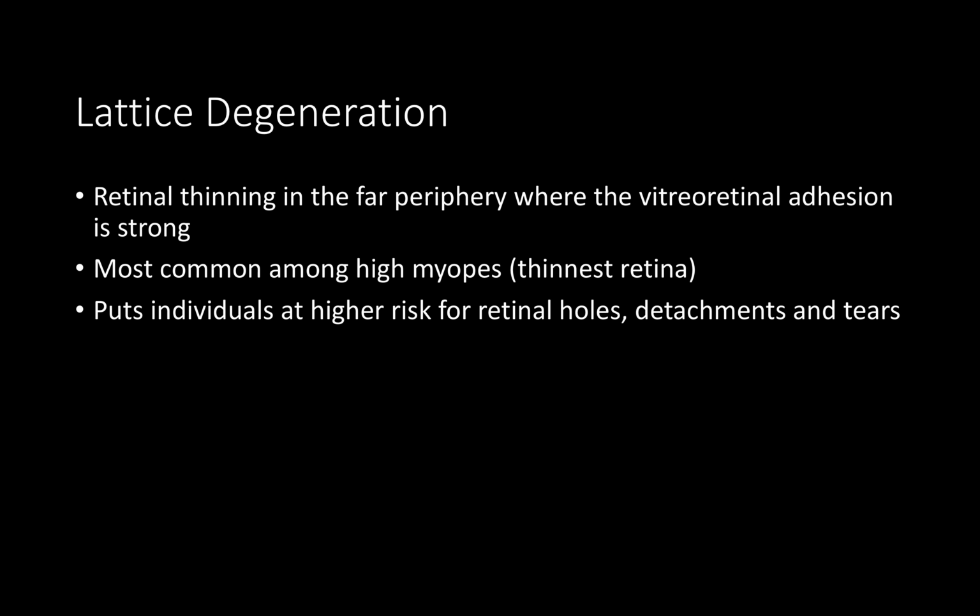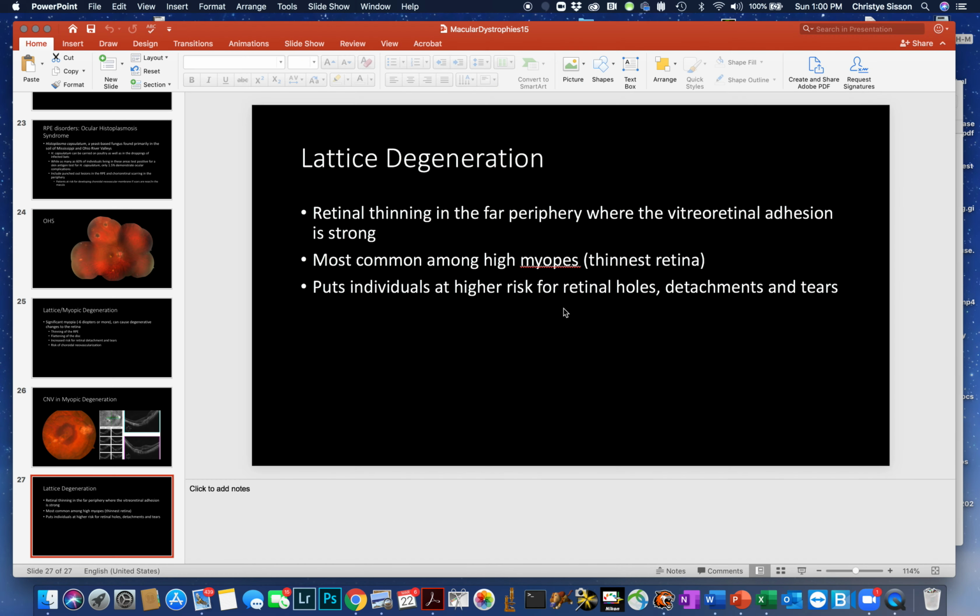When somebody has lattice degeneration, obviously that puts that individual at higher risk for more complications, including retinal holes, detachments, tears, but it's something that's watched. They typically come back every year or so to get monitored for the lattice and to see how far it's progressed. So I'm going to exit out of this. I'm going to show you a little bit about what that looks like.